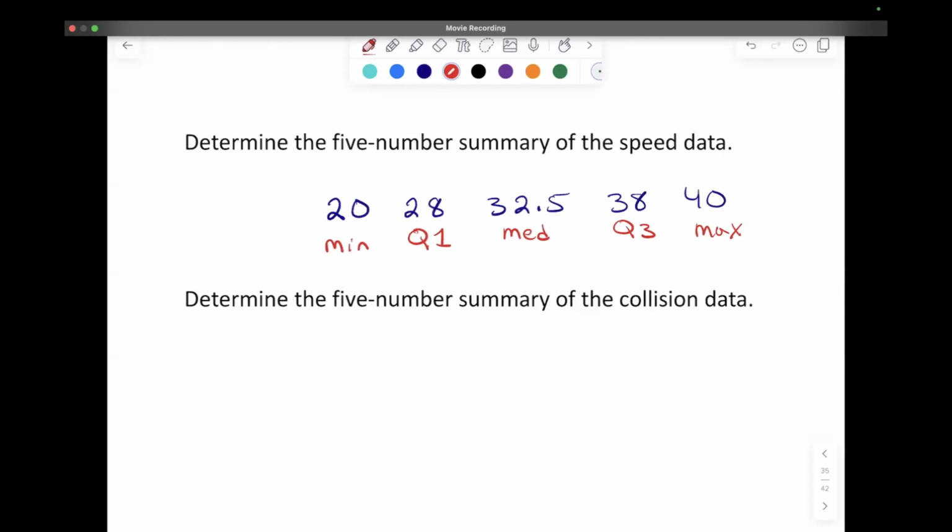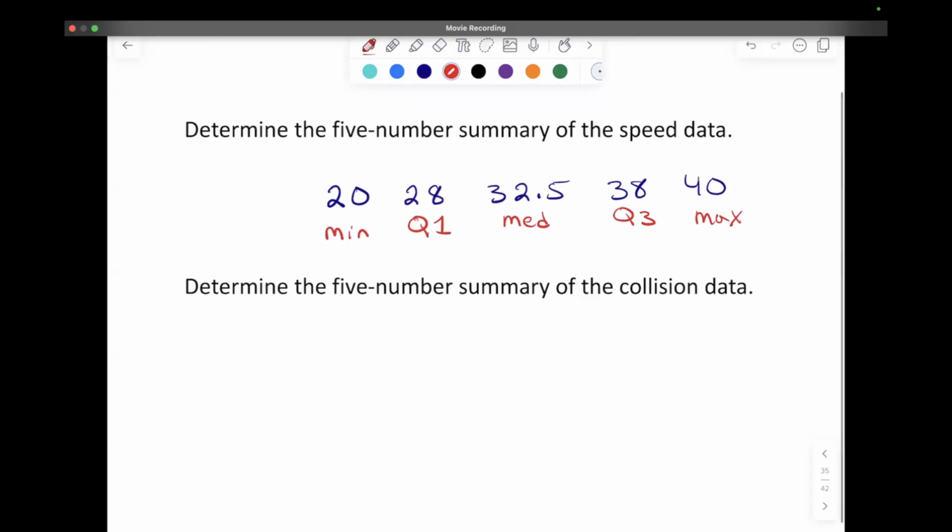Now the 5-number summary of the collision data, thankfully, I already have that written down. Well, kind of. What is my lowest value? I do have that. Okay, 20. Yes. Question? No, I was just checking, 20 is our lowest value, right? Right. Yes.